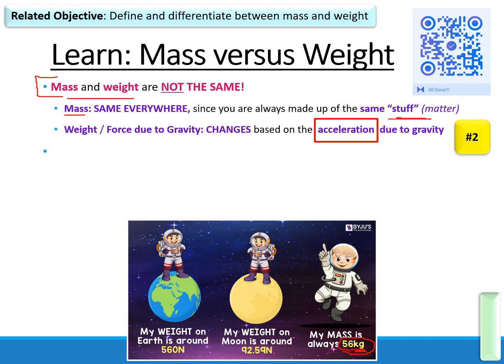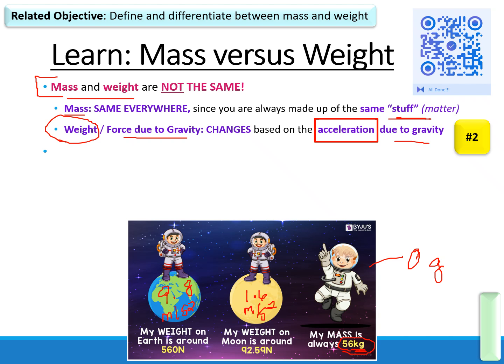Now, weight is a little bit different. Weight incorporates the force due to gravity. So it changes based on the acceleration due to gravity. I know that the gravity here on Earth is 9.8 meters per second squared. Again, on the Moon, it's 1.6 meters per second squared. And in space, there is 0 gravity, right?